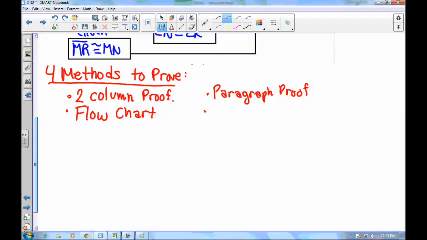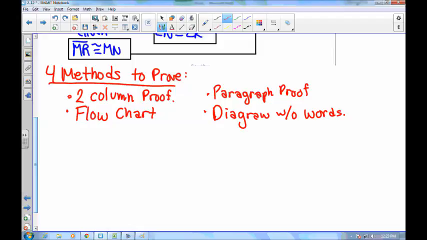And the last one is a diagram without words. W/O means without. Without words.